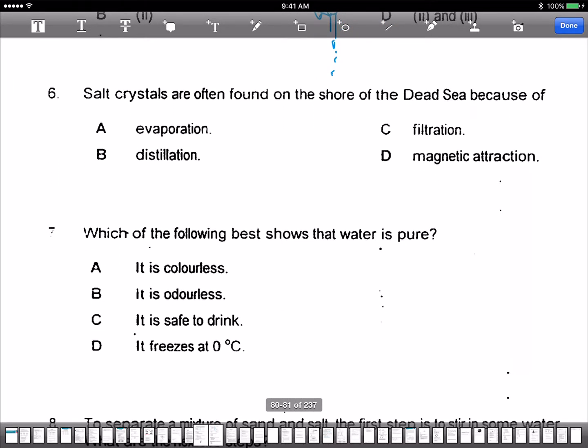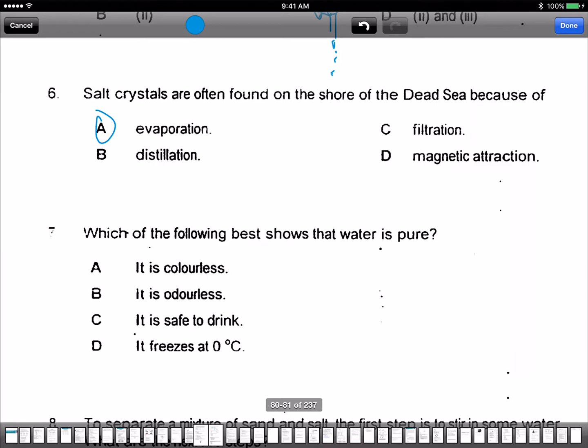Salt crystals are found on the shore of the Dead Sea because of, I don't know. A, evaporation. The Dead Sea. What is so special about the Dead Sea? You can float in the sea. Why can you float in the sea? Because the water is very salty. And so what if it's very salty? How come you can float?